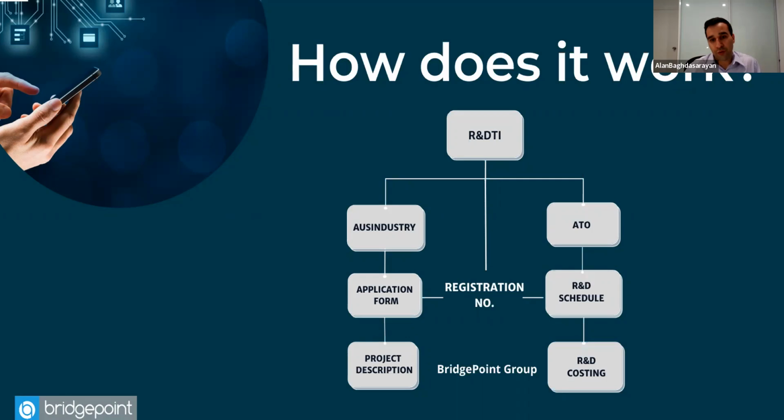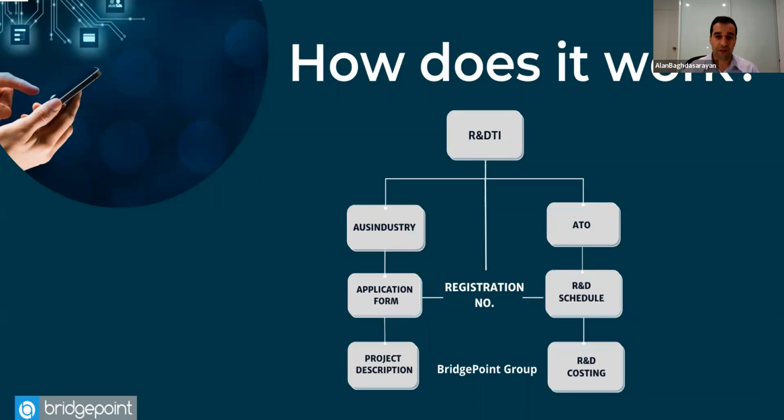Another question which we got, and I'll dive into the answer to that right now, is what constitutes eligible R&D? R&D in the context of tax law is considered the generation of new knowledge by way of a new or improved product, process, or service. It's deliberately written broad enough where it can apply to many different industries.